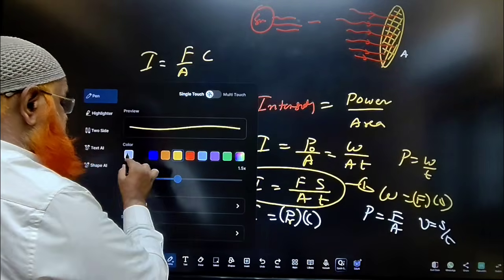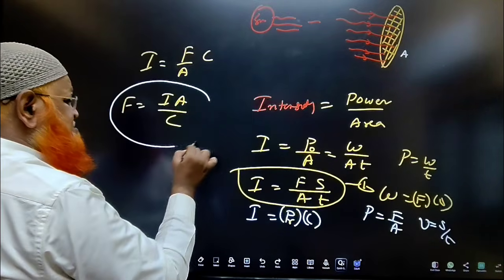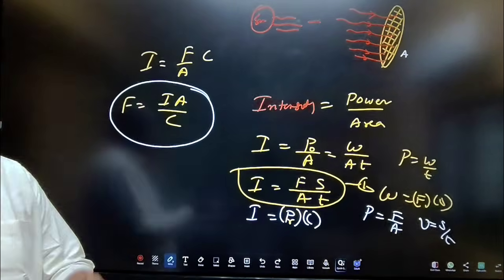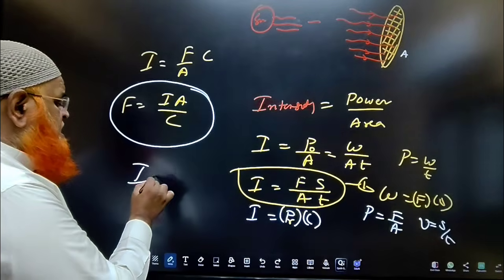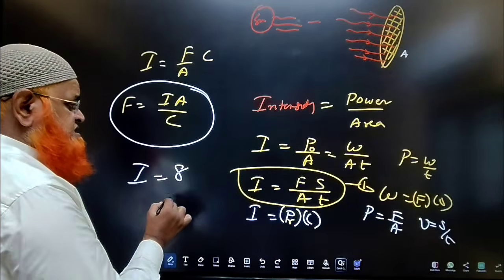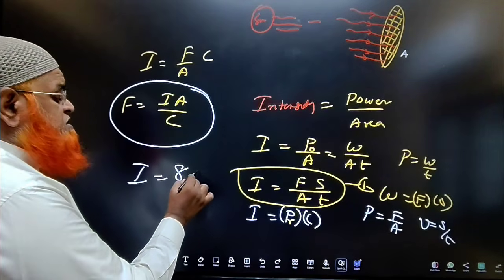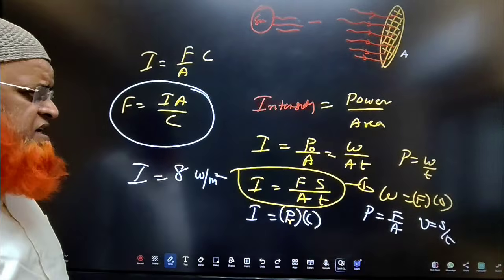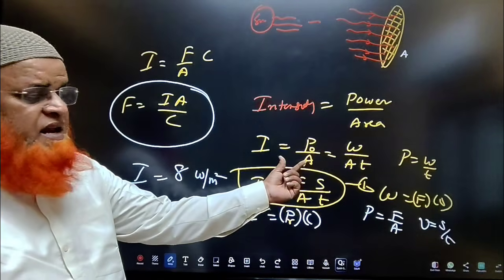This is the formula which is most used in your electromagnetic waves. He says that the intensity of the wave is given by 8 watts per meter square. 8 watts per meter square, because power is in watts and area is in meter square.